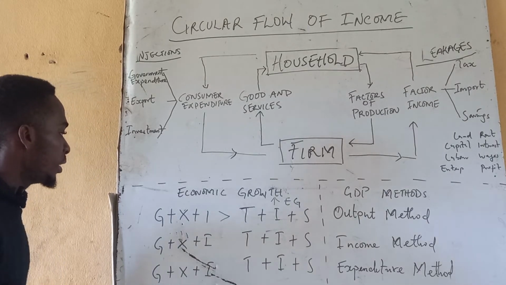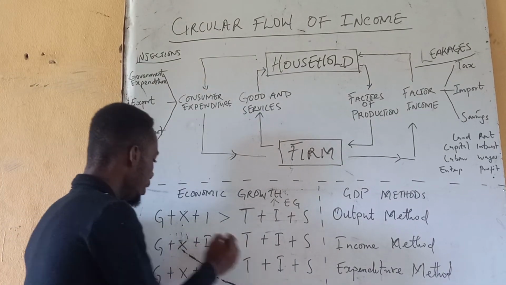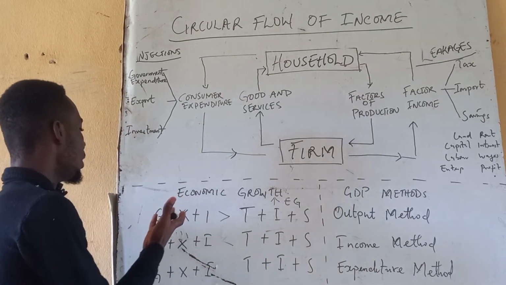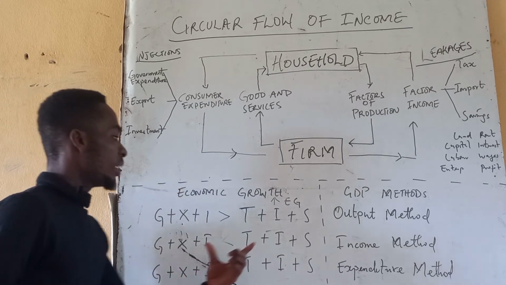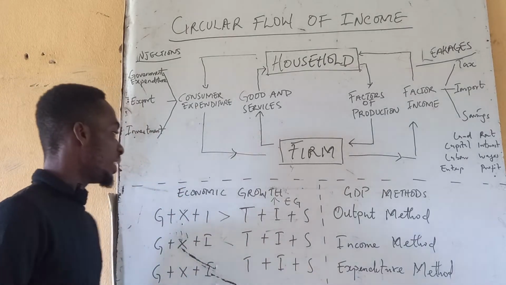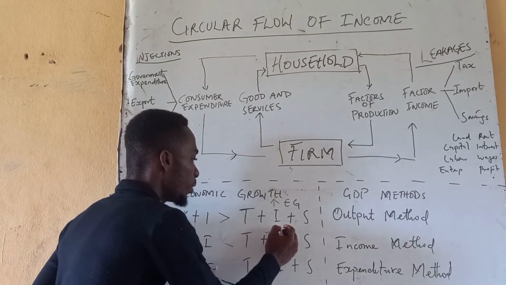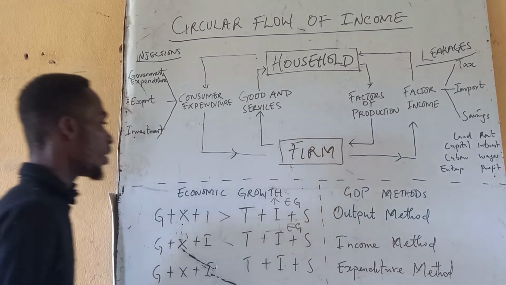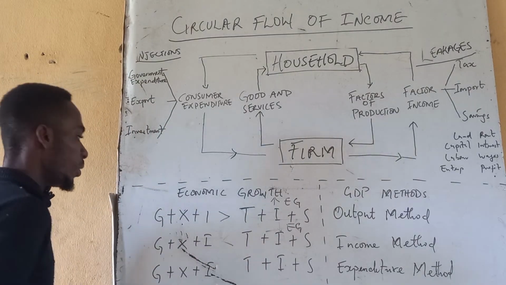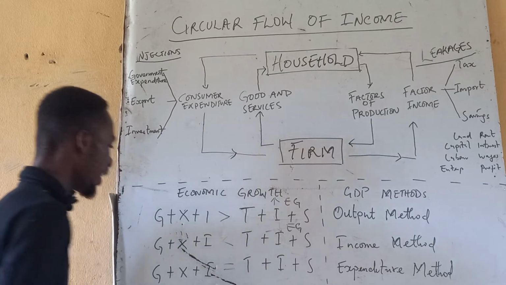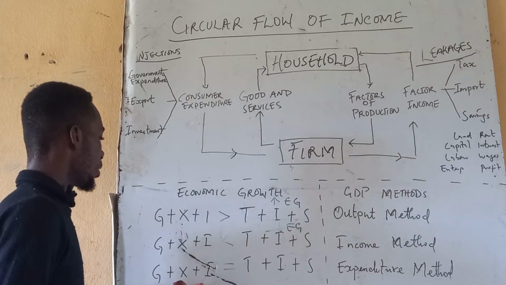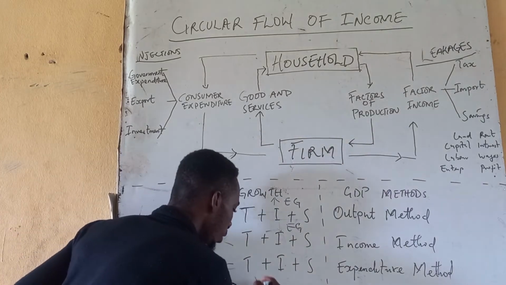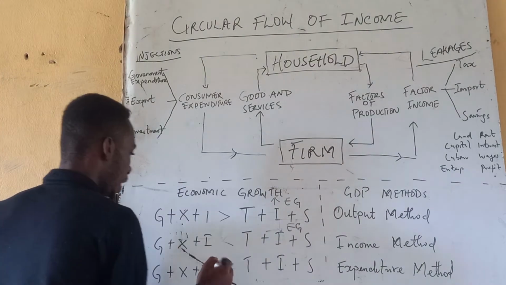Now, another scenario is the injection being less than the leakages. So when the injections are less than the leakages, we say that there is decreased economic growth. Now, the third scenario is that when the injections are equal to the leakages, we call this the macroeconomic equilibrium.